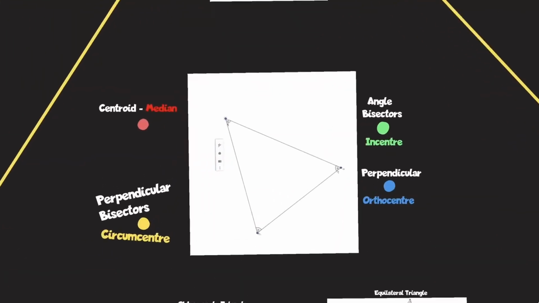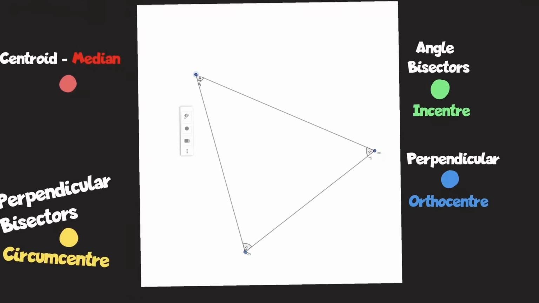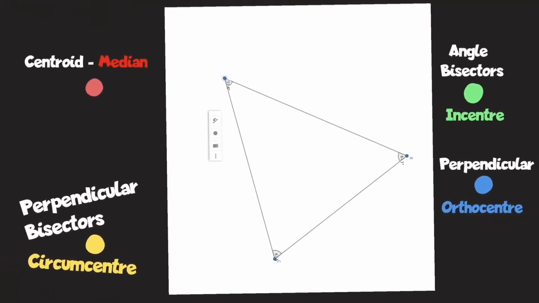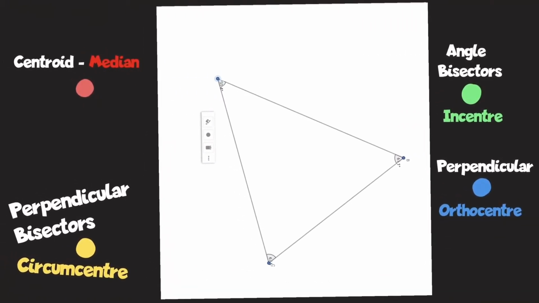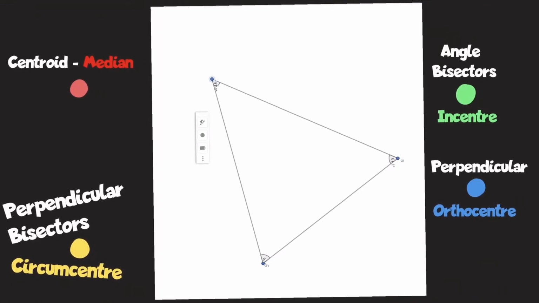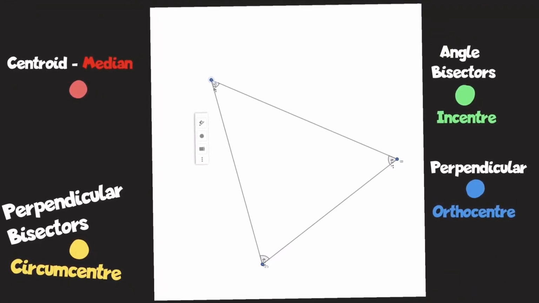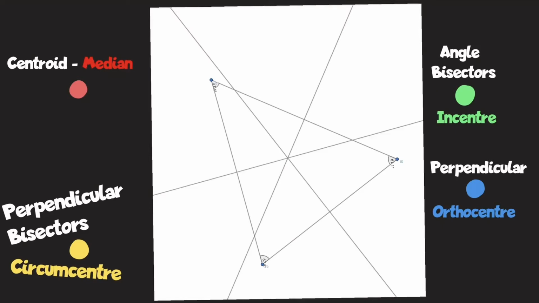Now let's go ahead and find out the centers of a triangle. We know there are various centers: the centroid, the intersection of medians, where a median bisects the opposite side; the circumcenter, the intersection of perpendicular bisectors; the incenter, the intersection of angle bisectors; and the orthocenter, the intersection of perpendiculars.